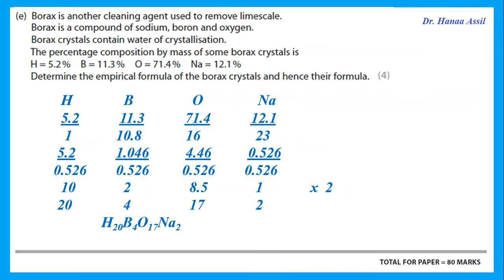But that means that the formula is what? Remember, when we write formula, the metal comes first, so sodium, and then boron, and then oxygen. And then he said it has water of crystallization. Well, if I have H20O10, that means I have 10 molecules of water, so it is 10 water, and I'm left with 7 oxygen, so this is the formula of the compound.